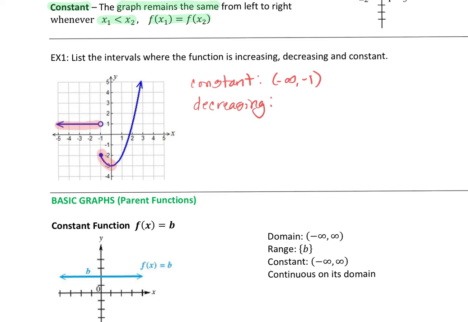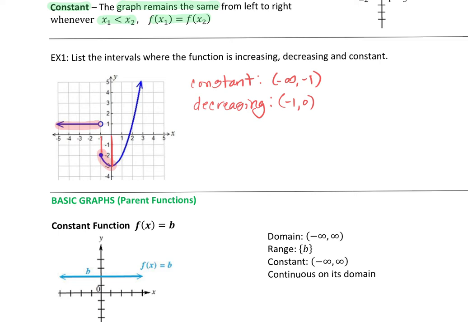on the interval from -1 to 0. Again, remember, these are the x values. Okay. So again, this is from -1 to an x value of 0, it's going to decrease.